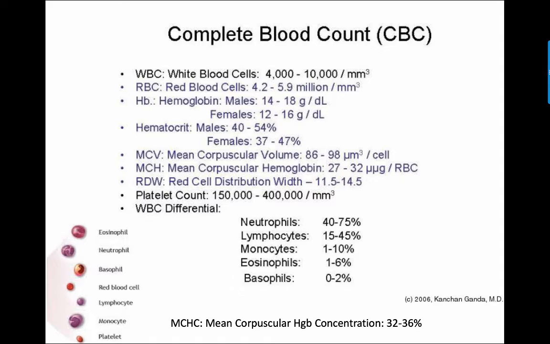The MCV measures the size, the MCH measures the weight of the erythrocyte, and this can help you differentiate between the type of anemia that your patient has. You also would look at your platelet count, and then you would look at your white blood cell count differential, which is, of course, all of the different lymphocytes and granulocytes that make up the total white blood cell count.